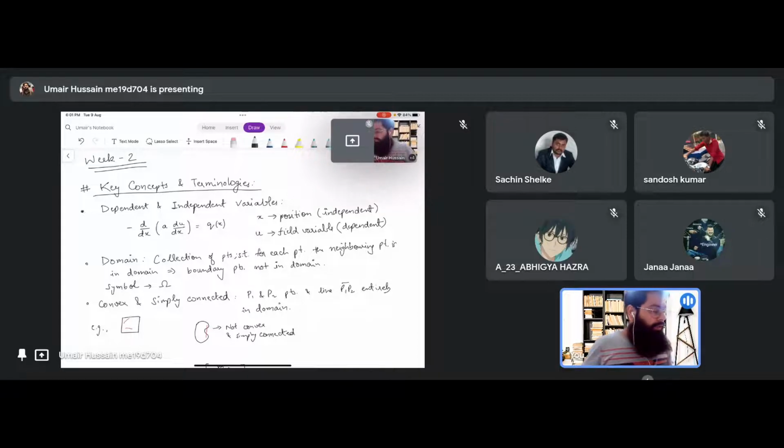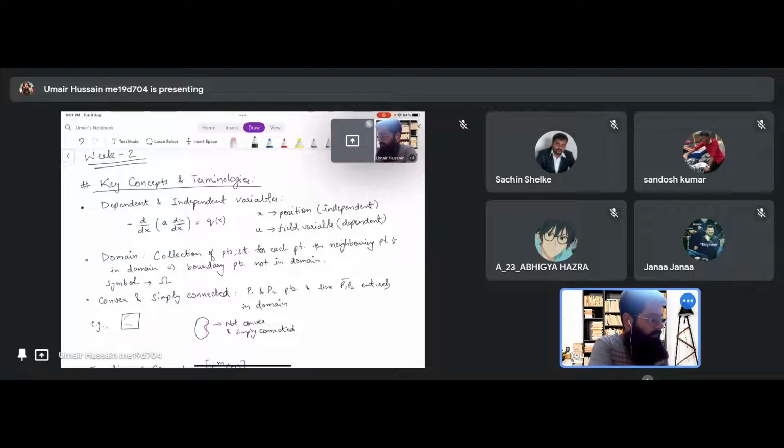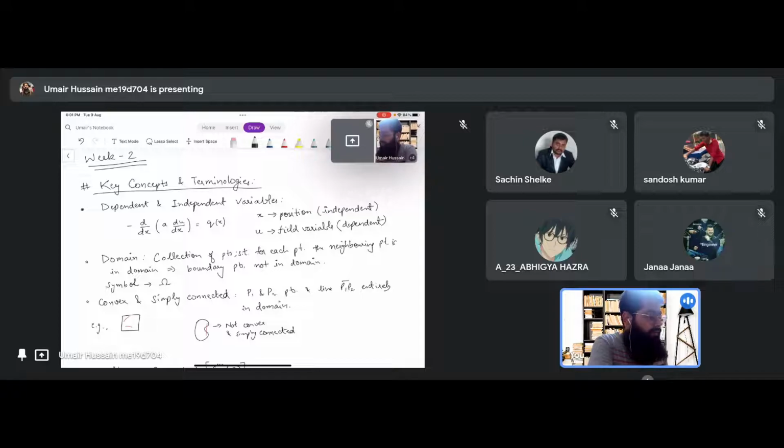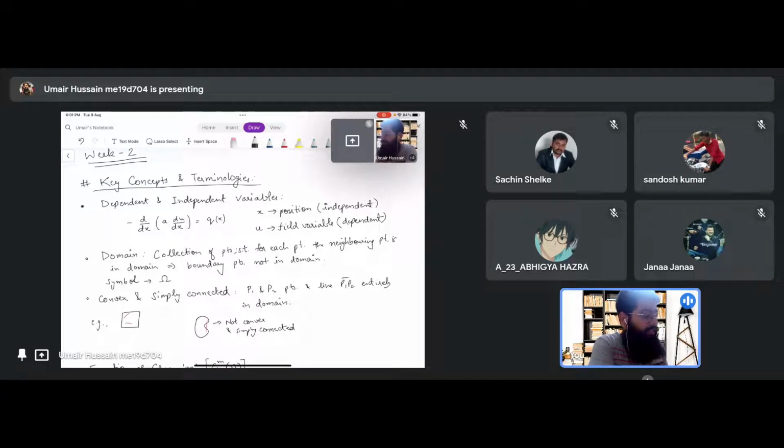So in week 2 we started with covering some basic concepts and terminology that would be used again and again in this course. Firstly, in a given differential equation we have something known as dependent variable and independent variable. The dependent variable is the field variable, the solution for which we solve the equation. In this case, it's the variable u, because it depends on other variables such as the position, time, etc. The position is an independent variable, defined independently, not dependent on any other variable. Similarly, the time variable would be an independent variable.